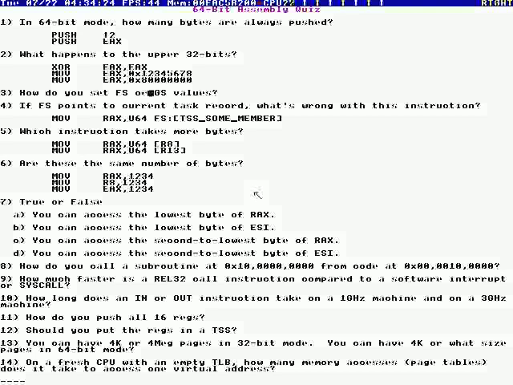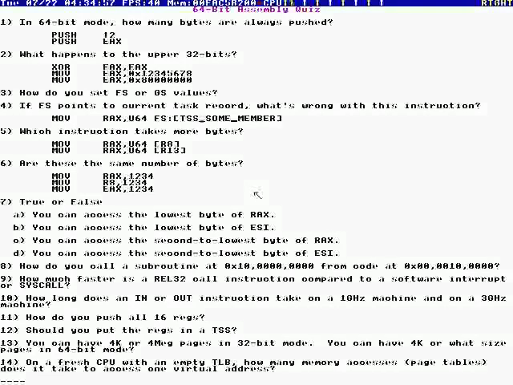How do you set FS or GS? It's a model specific register. You do write model specific register. If FS points to the current task record, what's wrong with this instruction? The problem is, if you do an offset, it's RIP relative. So in other words, it adds the RIP to the offset, which makes it worthless.